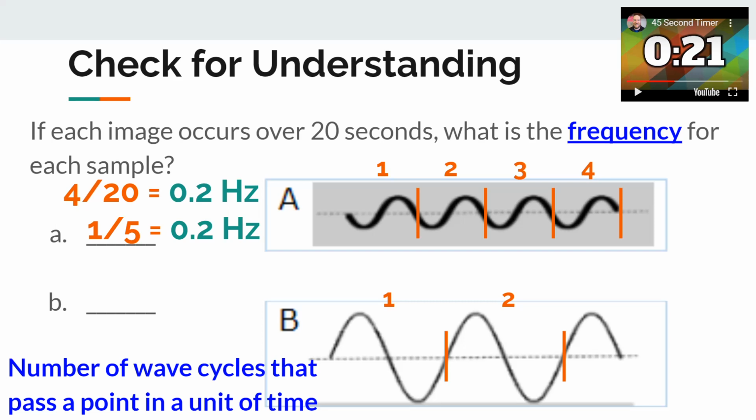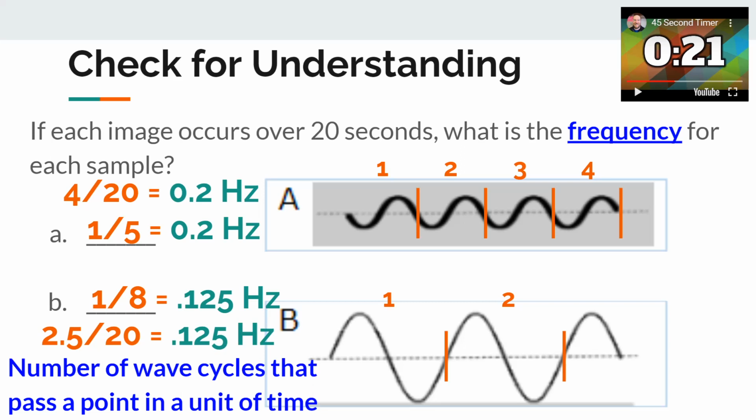For the second one, same thing. You could do 1 over 8 or 2.5 over 20, and you're going to get the same answer, 0.125 hertz. Okay, so be able to answer questions like these for different examples or different wave pictures.